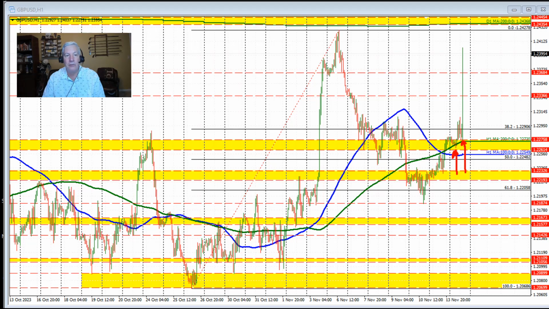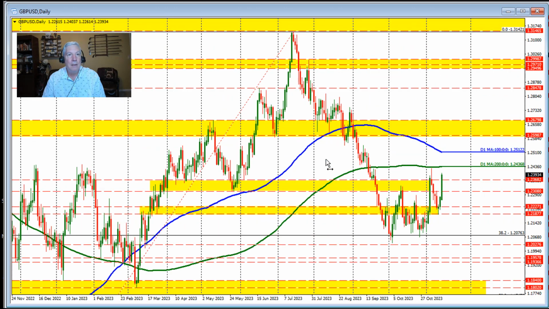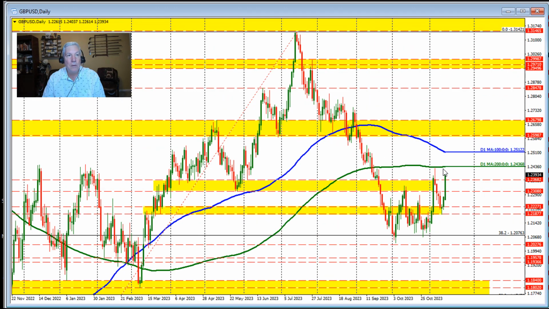Taking a look at the daily chart, where do we sit? We're moving up toward the high price from early November. That high price came in at 124.283, and as you can see, that high price got within about 8 pips of the 200-day moving average at 124.368. The price has closed below the 200-day moving average since September 14th, so getting above that 200-day moving average would be somewhat positive for the sterling versus US dollar.